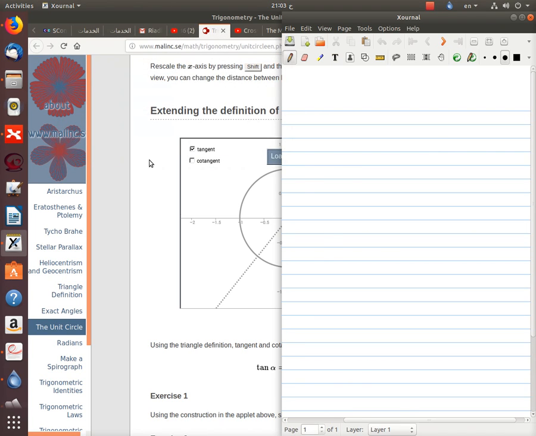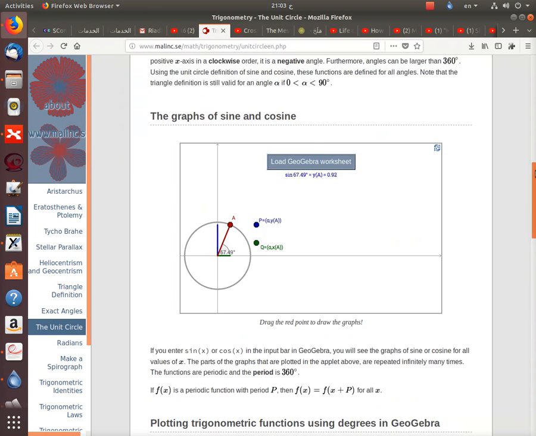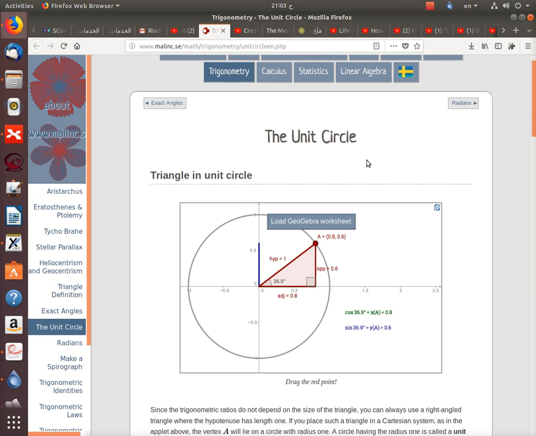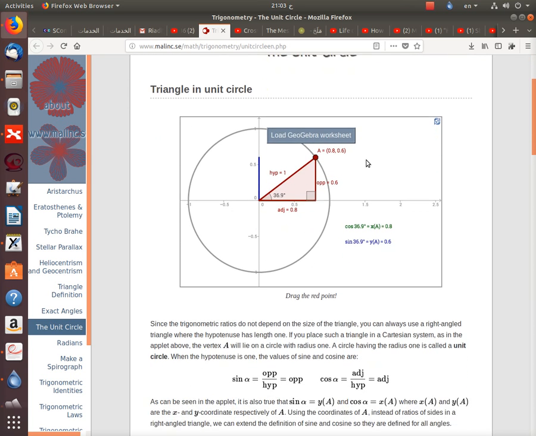Hello. Let's explain this website. As you can see, here he is talking about the triangle, this one on here, and he set some definitions. This is the opposite for this. Let me show you here.